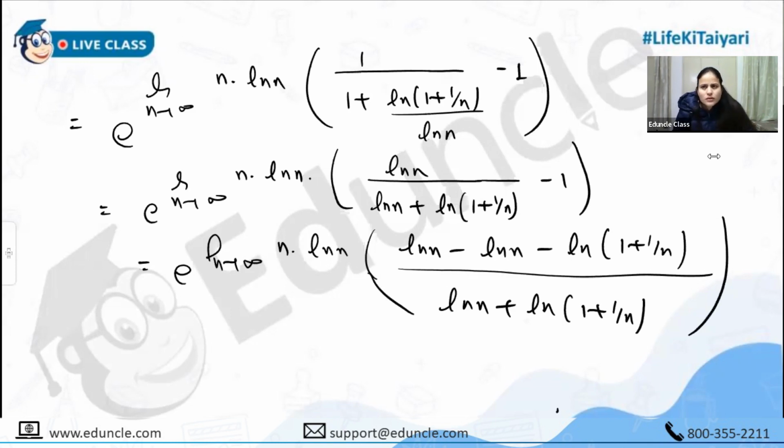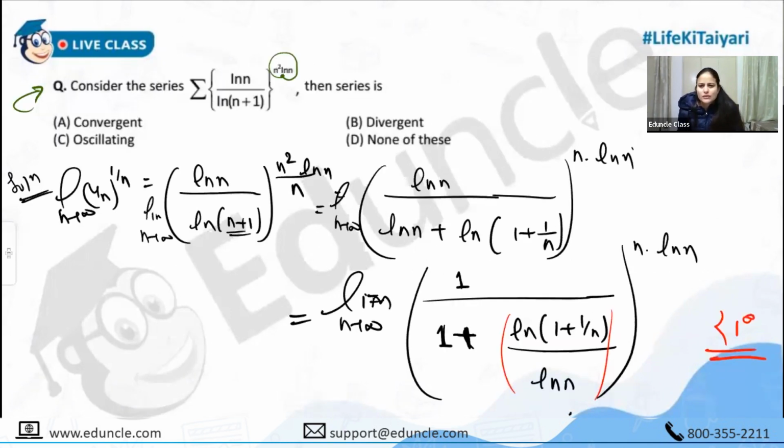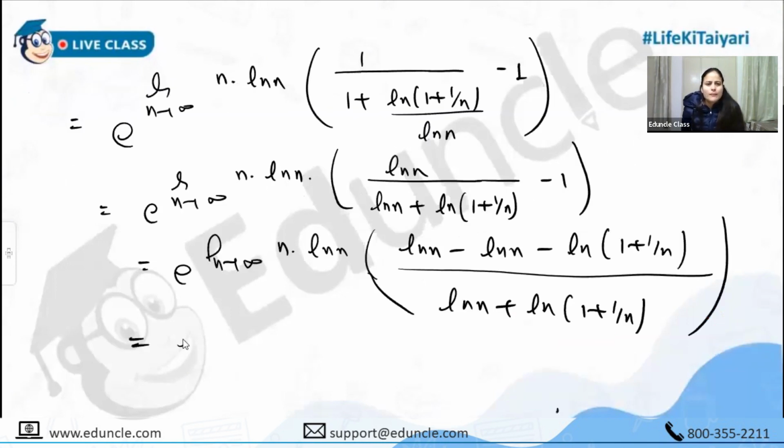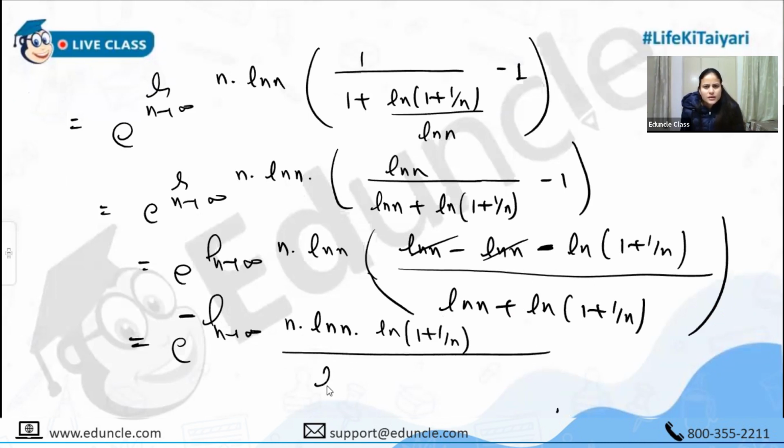Its limit is 1? No, it won't be 1. It cannot be 1. If 1 came, the work would be spoiled. Then how would we solve this question? Let's have a look. Wait. So limit n tending to infinity. Look here, this and this cancel out. So then what I'm getting is n into ln n. See, I'm having negative here, so I'm taking this negative here, and ln of 1 plus 1 by n, and dividing by ln n plus ln of 1 plus 1 by n.